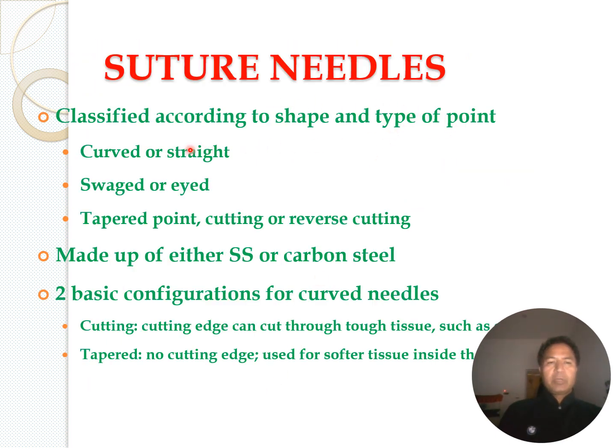Suture needles are classified according to shape and type of point: curved or straight, swaged or eyed, tapered point, cutting or reverse cutting, made of either stainless steel or carbon steel. There are two basic configurations of curved needle. A cutting edge can cut through tough tissue such as cartilage and bone. Tapered needles have no cutting edge and are used for softer tissue inside the body.